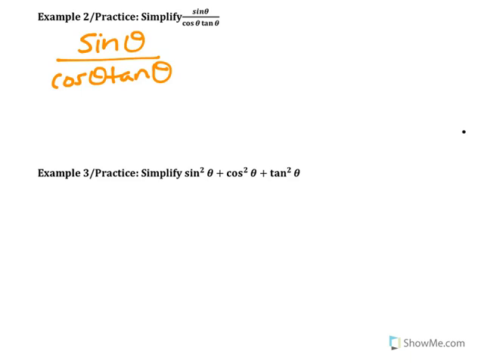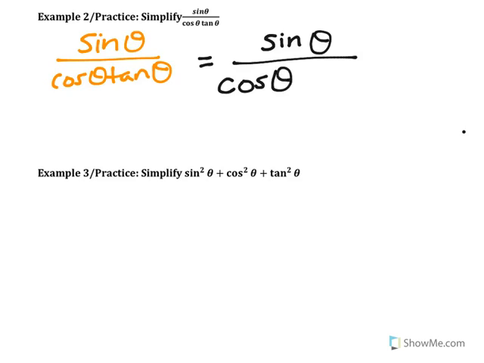So, I already have a sine and a cosine. I'm going to leave them. But what I am going to do is just leave the top alone for now and see what I can do on the bottom. On the bottom, I'll keep the cosine, but again, I want to turn the tangent into terms of sine and cosine. So what is tangent? Sine of theta over cosine of theta.